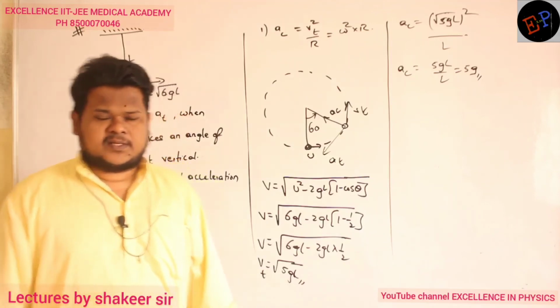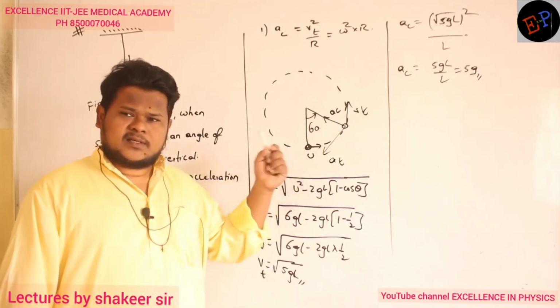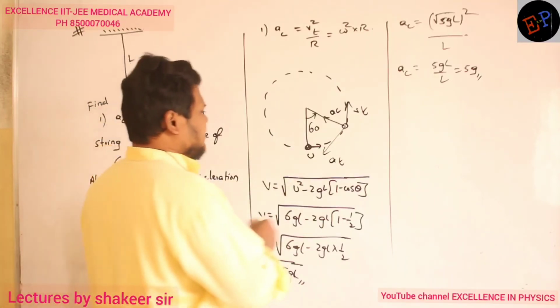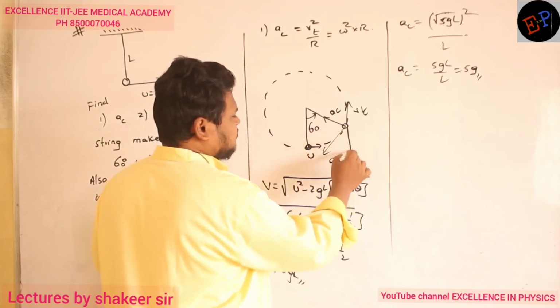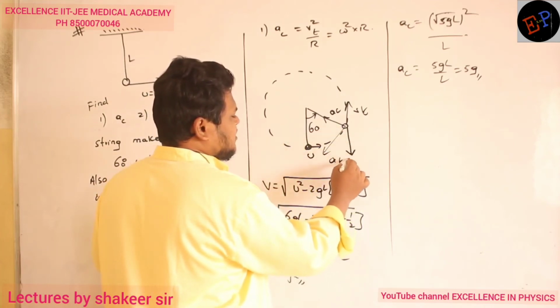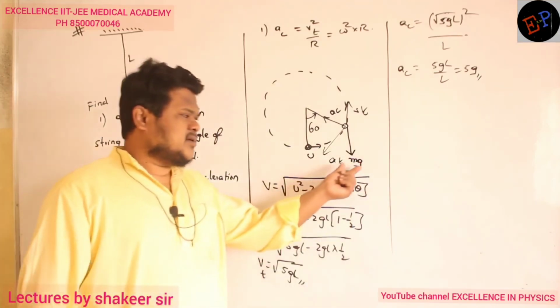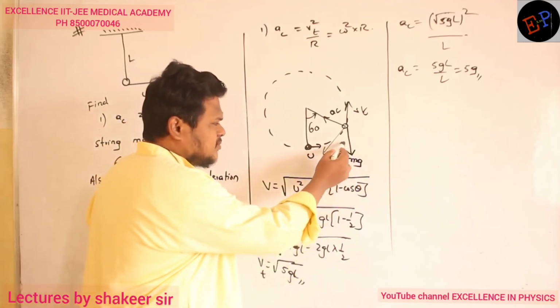Gravitational force. So here, which force is providing tangential acceleration? Gravitational force is providing it. Weight mg is acting downwards. Are you able to understand? So it means acceleration due to gravity is also acting in the same direction. This is the direction of g also.